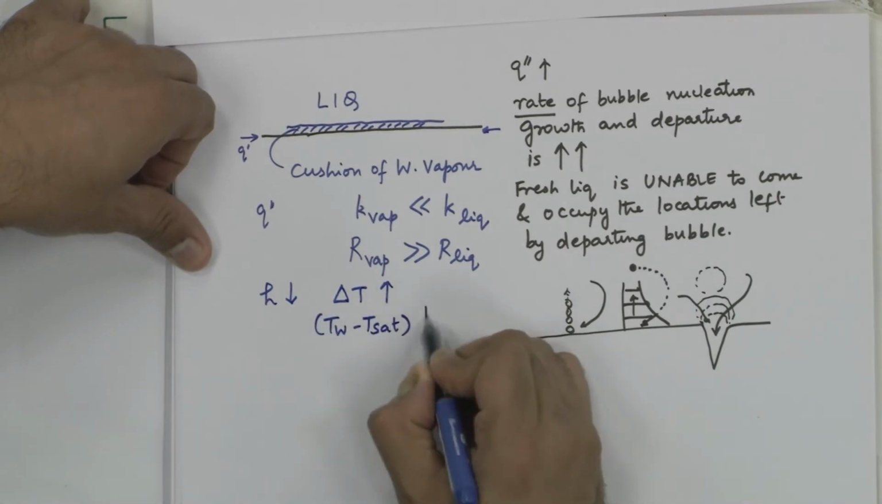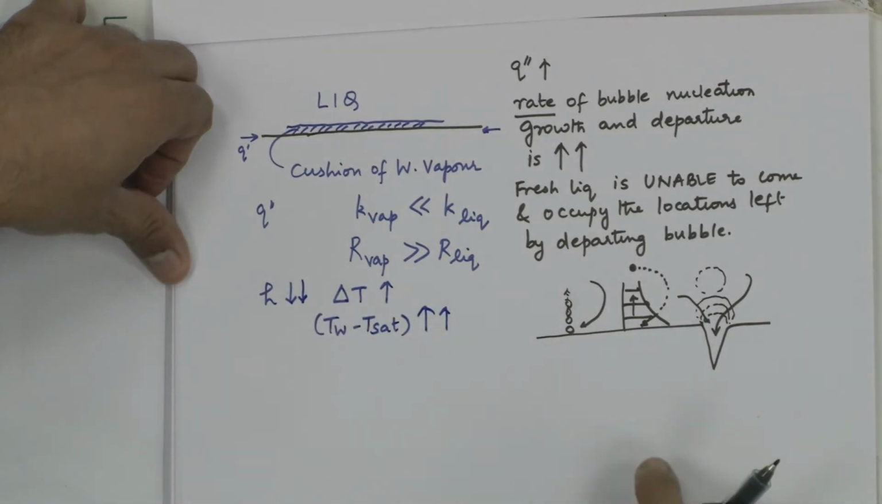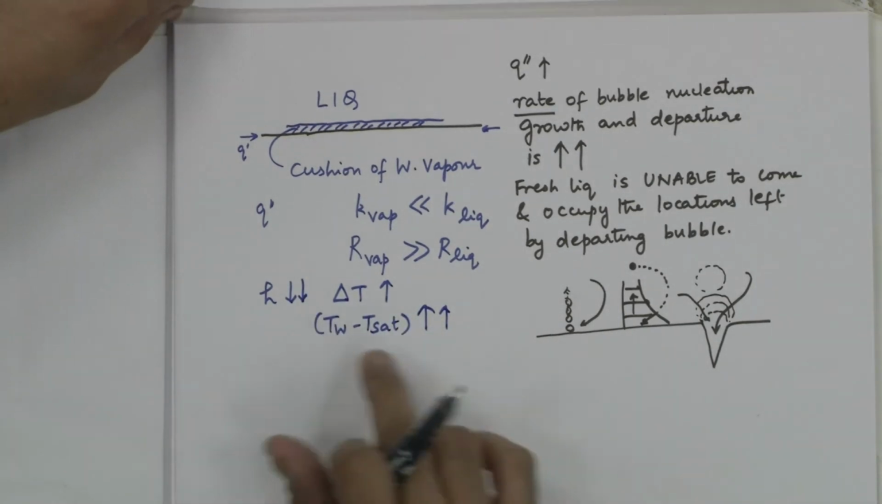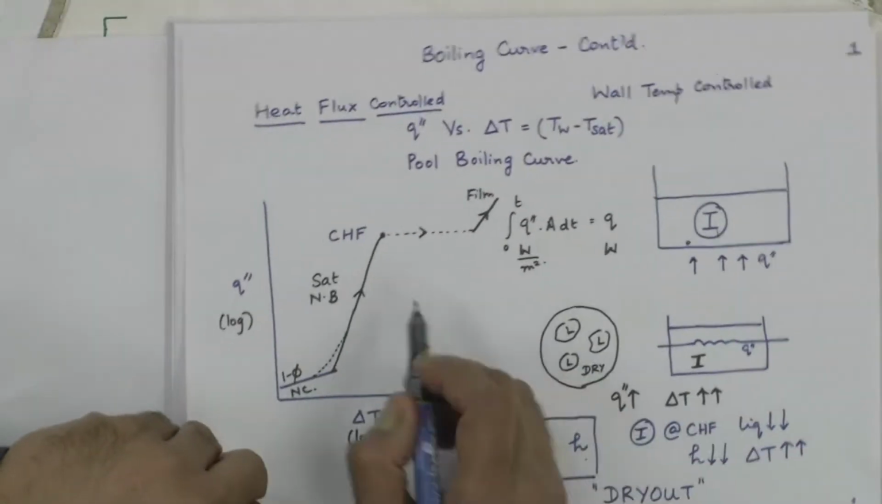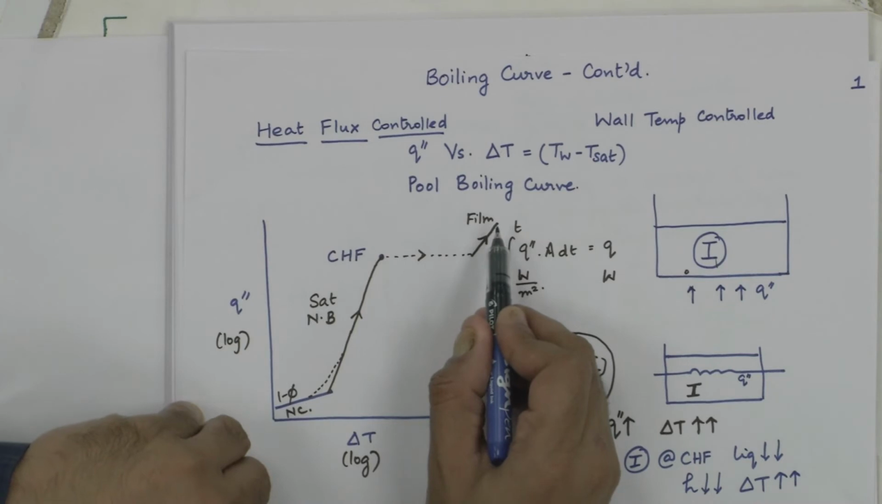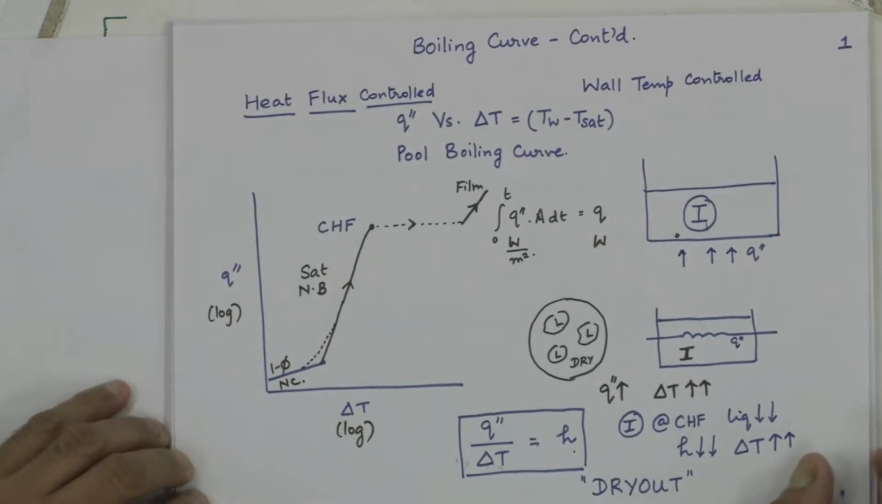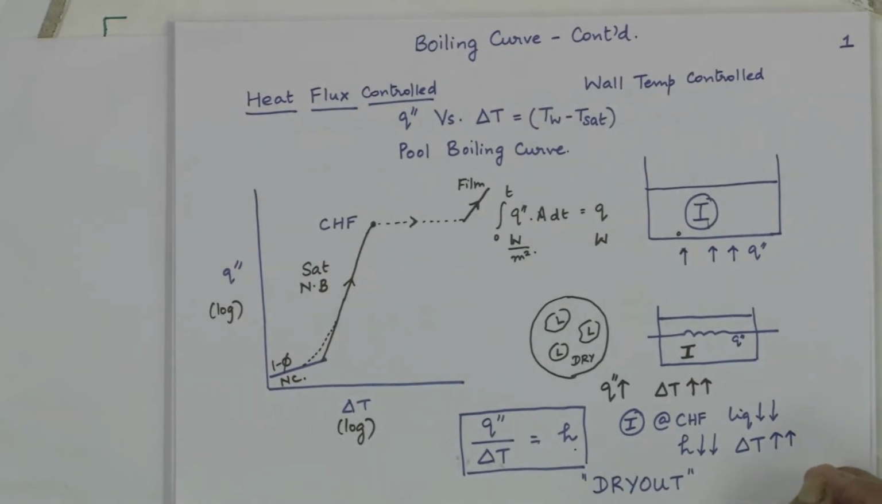T wall minus T sat increases because of the sudden drop in the wall heat transfer coefficient. T wall increases, the curve again will behave exactly the way we have shown. What is different between situations 1 and 2? Situation 1, there was no more liquid available for heat transfer, right? The sink was completely lost. Therefore, you went through what is called a dry out phenomenon.